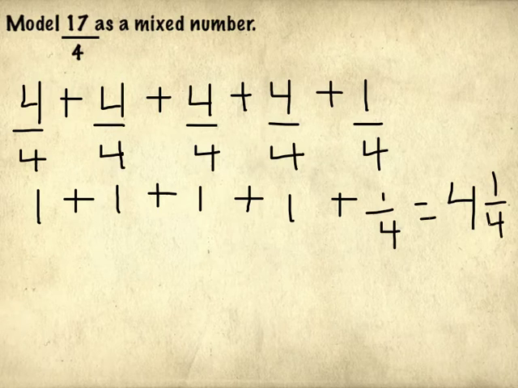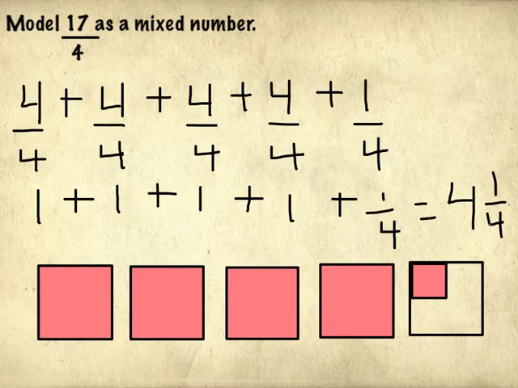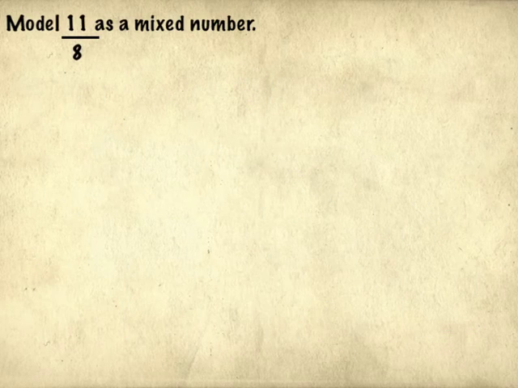However, it didn't ask me to write down what it would be. It asked me to model it. So I'm going to draw 4 squares and a quarter of another one. And there you go. I have 1, 2, 3, 4 full pieces and a quarter of another piece. So now you give it a try and model 11/8 as a mixed number. Just pause here and do a quick sketch, see how you do, and when you come back I'll have the answer for you.